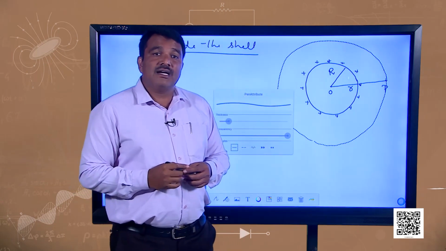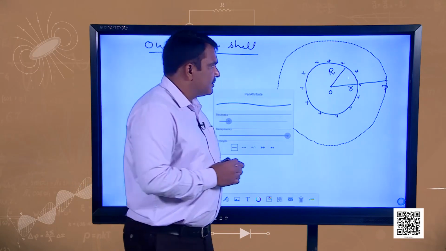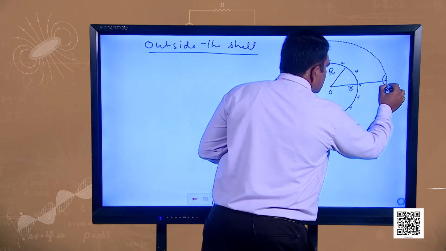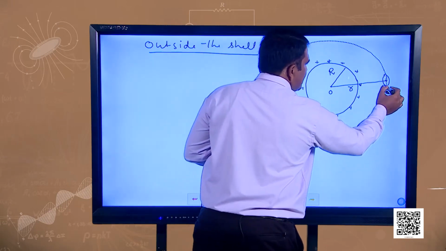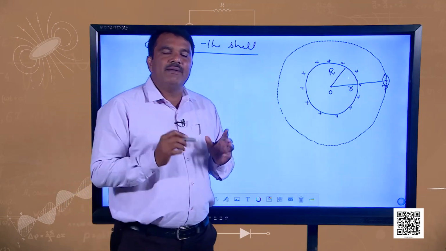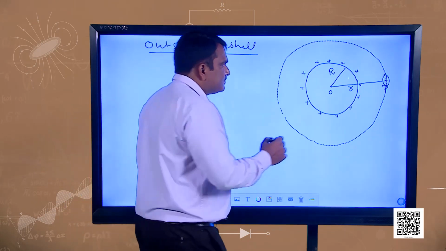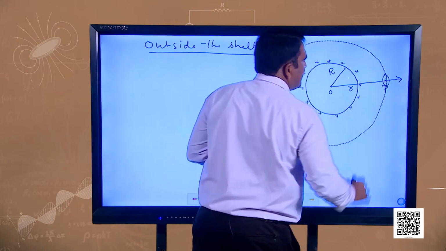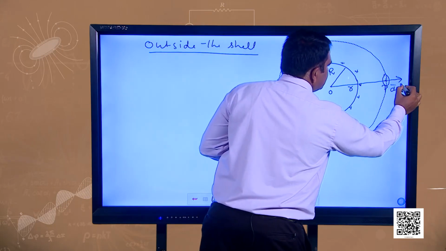Now, let us cut a small area element delta S from the Gaussian surface around this point P. Suppose the area of this small element is delta S, and you know that the direction of area element is always in the direction of outward normal. So, this will be the direction of area element. You can call it ds vector.